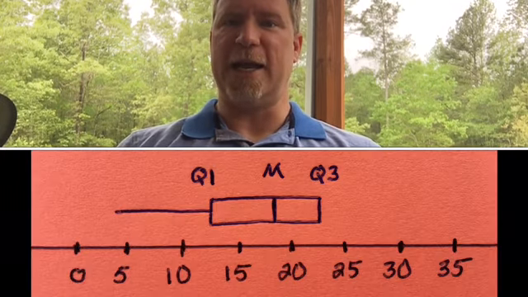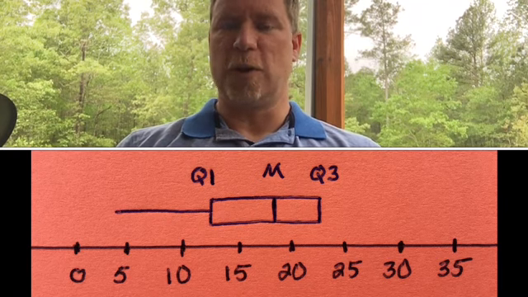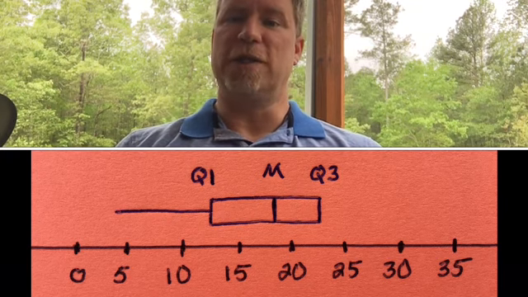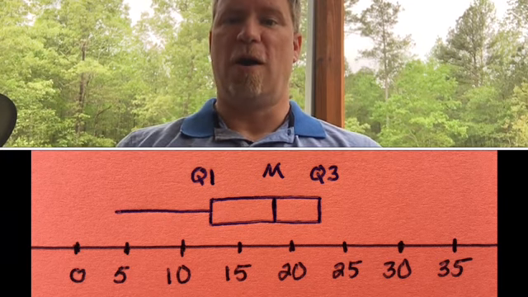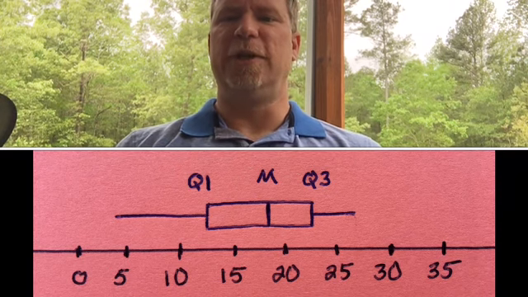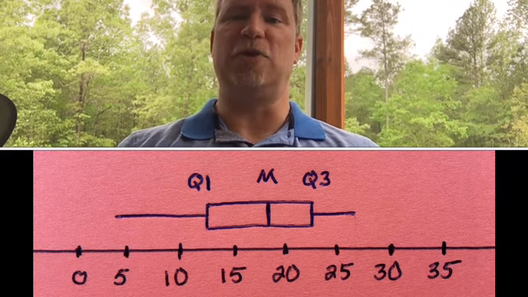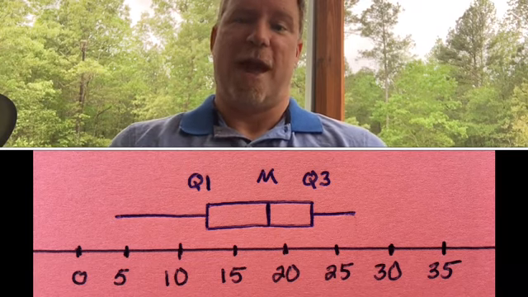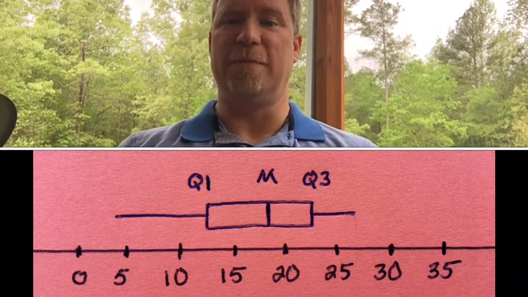The only two things left to do are to extend a line from each end of the box to the lowest extreme and the upper extreme. So I extended a line from the first quartile down to 4, since that was the lowest number of drops of water on a penny. And then I extended one from the third quartile, or the upper end of the box, to the upper extreme, which was 27 drops on a penny. And that's a box plot on a number line.